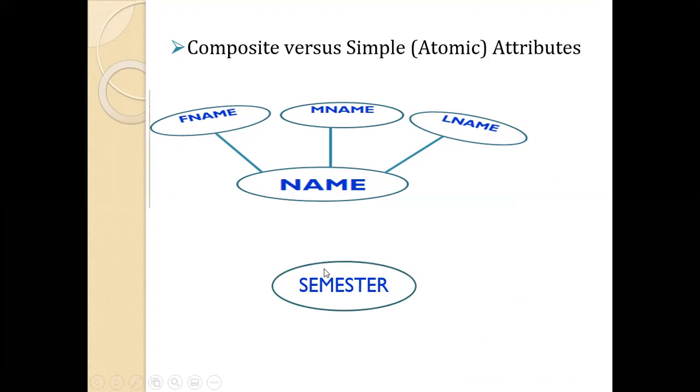Now if I take a semester for a student, if the student belongs to the fifth semester, it is a single value, a simple attribute. You can't divide semester 5 into sub parts again. So the attribute value which cannot be divided further, which is already in its simplest form, is referred to as a simple or atomic attribute.